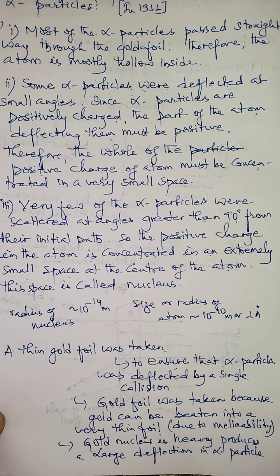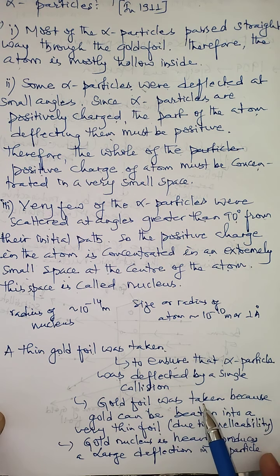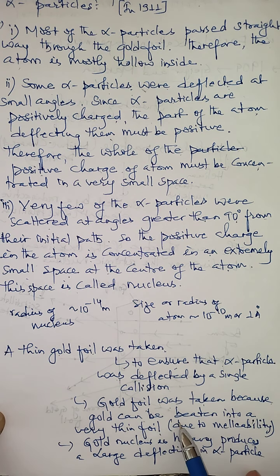Now another reason why gold foil is taken is that gold can be beaten into a very thin foil. Yes, gold is one of the metals, and one property of metals is malleability. That means it can be drawn into a very thin sheet. So that's why gold foil was taken, because gold can be beaten into a very thin foil.